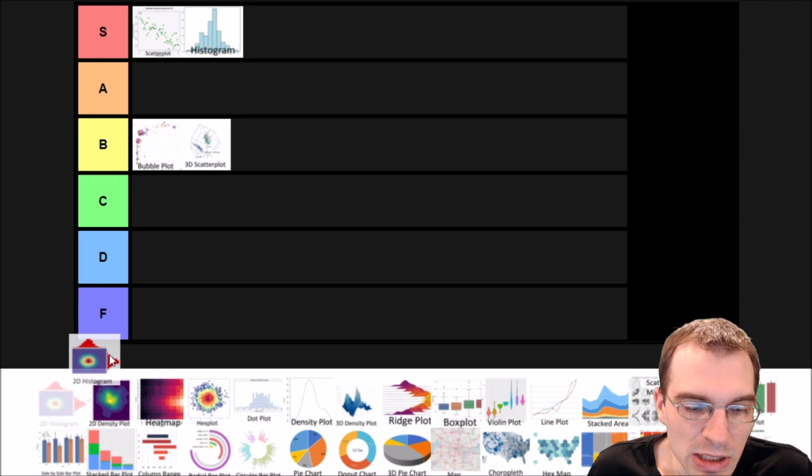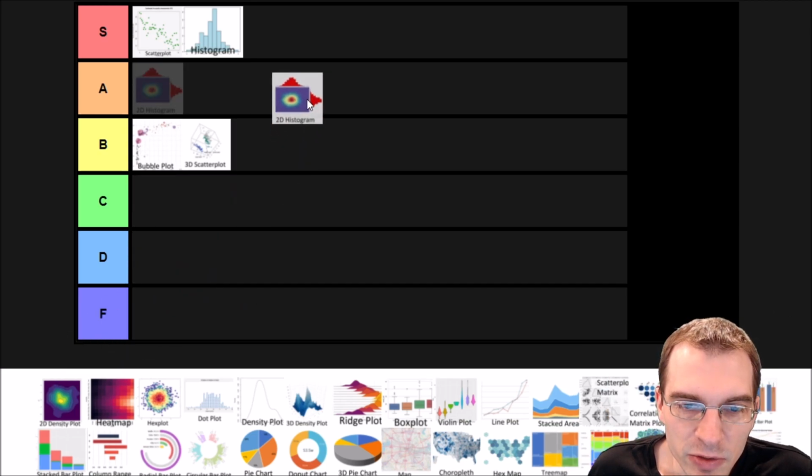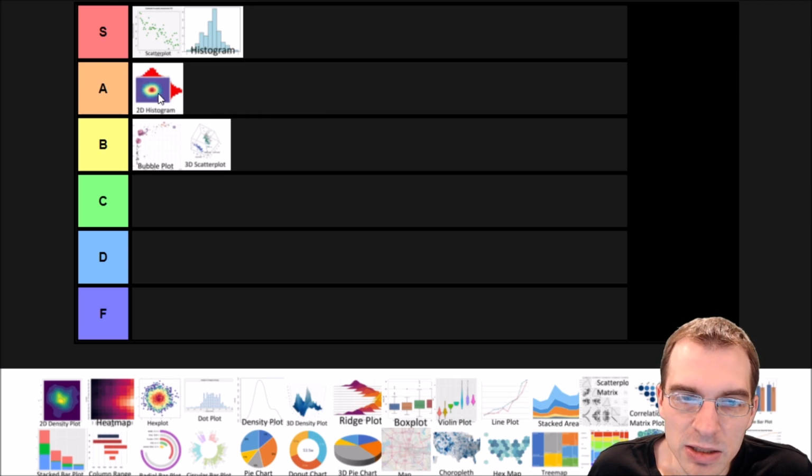Now we've got a 2D histogram. So basically, you've got histograms on two different axes and then kind of what amounts to a density plot or a KDE in the middle. This plot is pretty useful. It's not quite as used as a normal histogram, so I'm going to put this in A tier because I do think it is useful. It's just not used quite as often as a standard histogram.